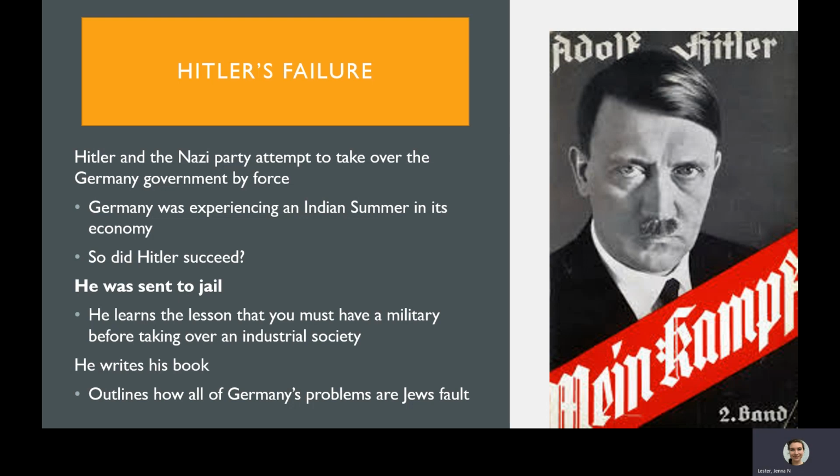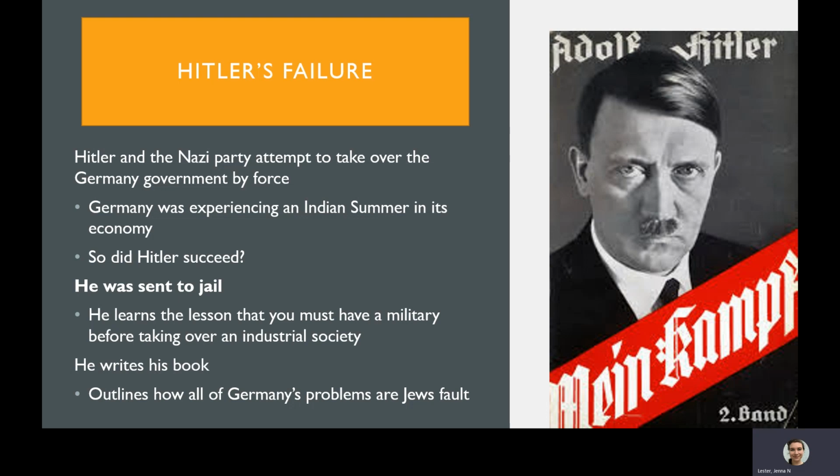So he tried to take it over through riot, basically, and he went to jail. He learned the really important lesson that you cannot take over an industrial society without a military. Like, people with guns are not going to be able to take on tanks. A riot is not going to be an industrial army. It's just not.